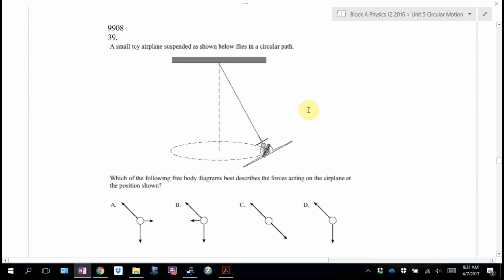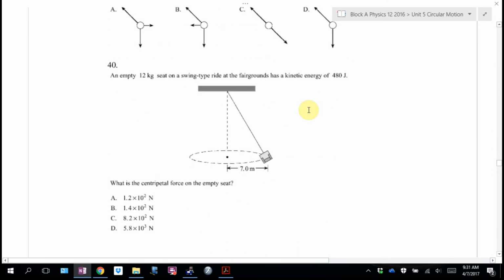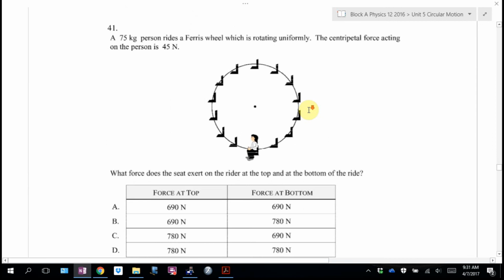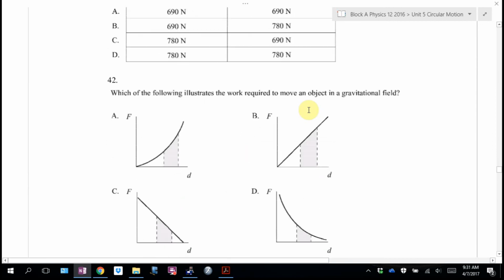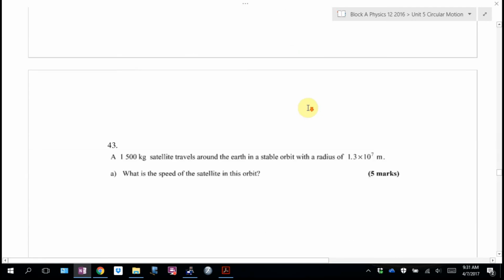The free body diagram for 39 I think is fair game, but I'm not going to ask you to analyze it more than that. So 40, nah. 41, sure, Ferris wheel. 42, we did look at this graph, and this was why we had to use the cosmic potential energy, because the graph is a curve. The work to move an object in a gravitational field, I'm pretty sure it's D. Sorry, yeah, D.